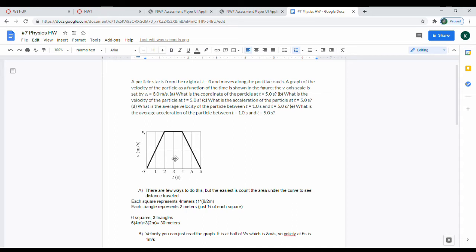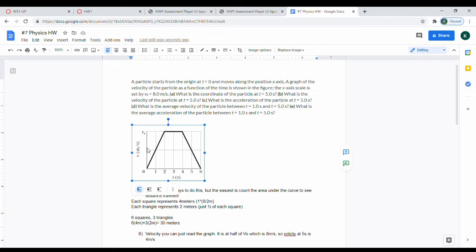And the way I've done it is that every single square is equal to 4 meters and every single triangle is half of that, 2 meters. Why 4 meters? Because Vs we're given is 8. And since there's 2 squares for each Vs, that means each square is 4.